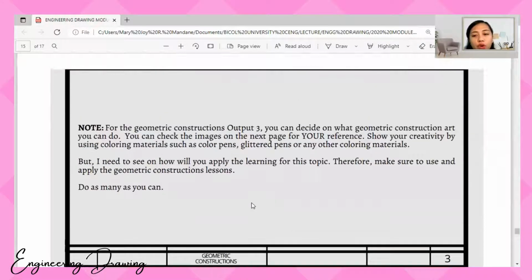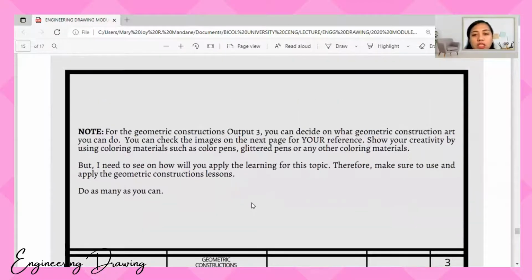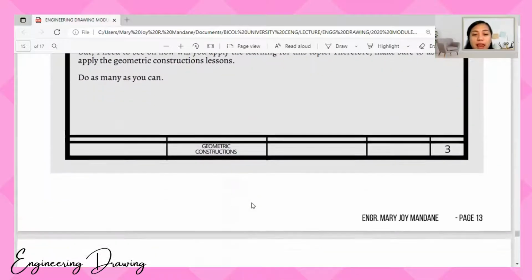Now, for your output number 3, here are the geometric constructions. For this output, you can decide on what geometric construction art you want to do. You can check the images on the next page for reference and show your creativity by using coloring materials such as color pens, glittered pens, or any other coloring materials. But I need to see how you apply the learning for this topic, so make sure to use and apply the geometric constructions lessons.